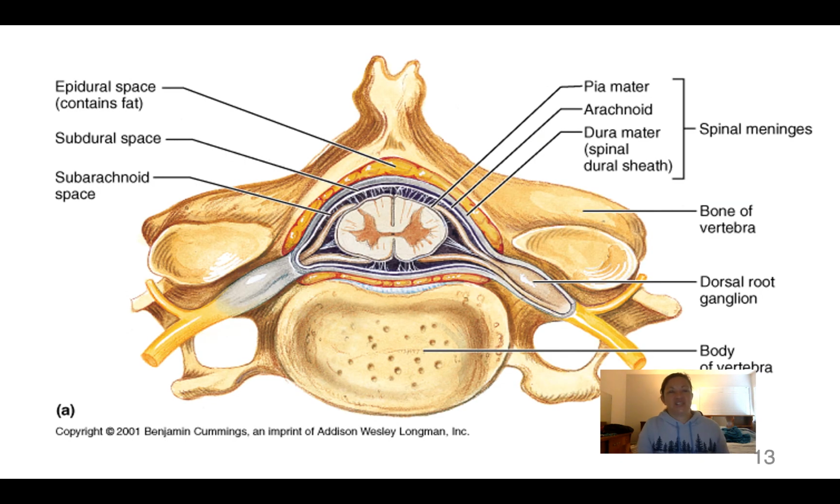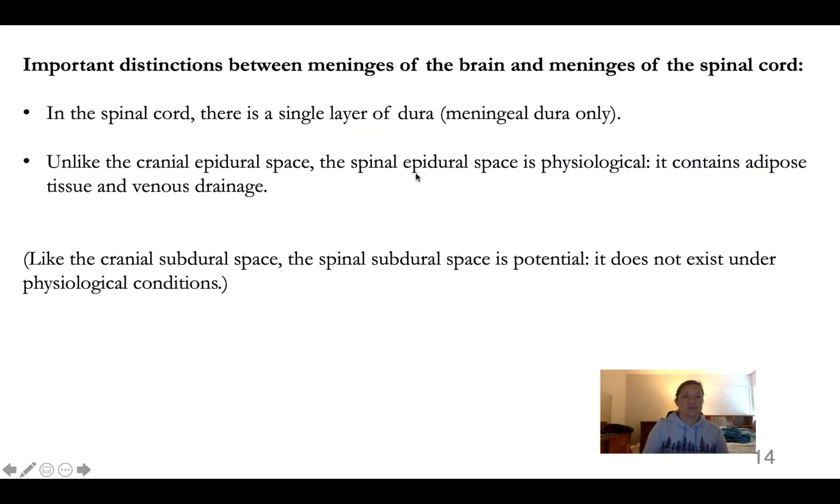Now, the meninges. The spinal cord meninges are a little bit different than the cranial meninges surrounding the brain. And there's two important differences. You can already sort of appreciate them here, and maybe you already know about this clinically. So the spinal cord has a physiological epidural space. So there is an epidural space in the spinal cord. And that's because there's only a single layer of dura.